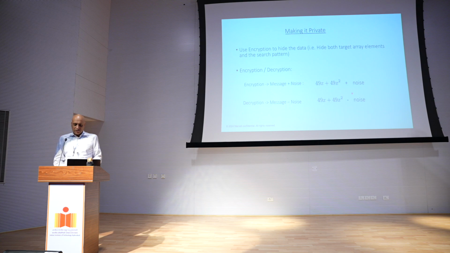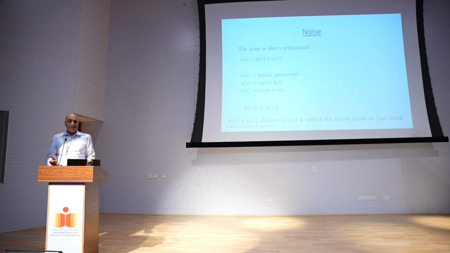So what does this actually look like? The noise is also a polynomial, and it contains three distinct elements. This first element is a product of a special polynomial AX, which is a public parameter. This second polynomial is the secret key polynomial. It's a secret polynomial that the encryptor possesses.